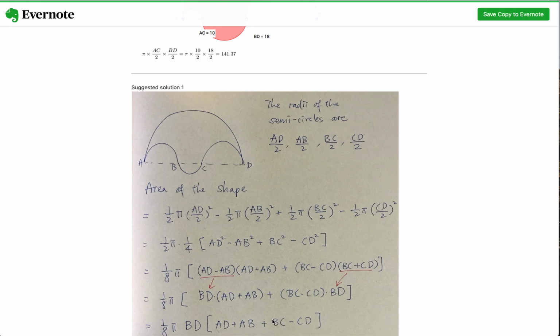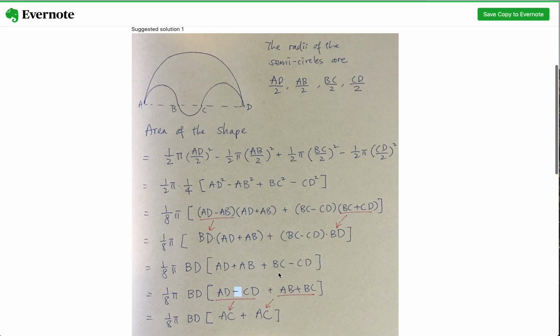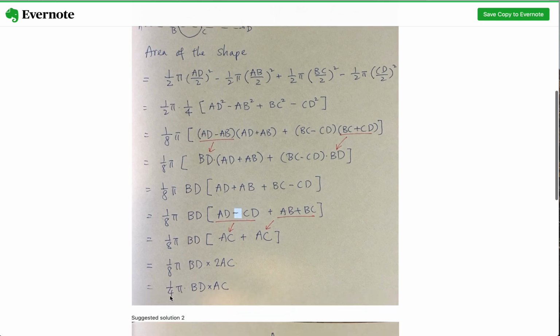Any hints of simplifying it? Well, it may not be too difficult. Perhaps you can also go on to try it, and then you will find that you need a little bit of rearrangement. For example, AD minus CD becomes another segment AC. And on the other hand, AB plus BC will become another segment AC. So both of them are just equal to AC. So you can consider it as just 2AC. That's why the final expression can be rather simple, leaving behind just the segments BD and AC.